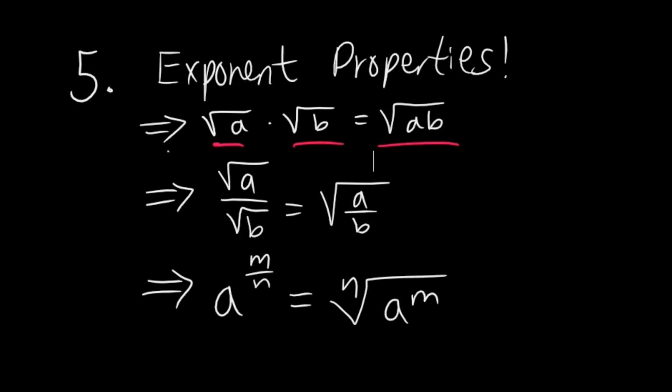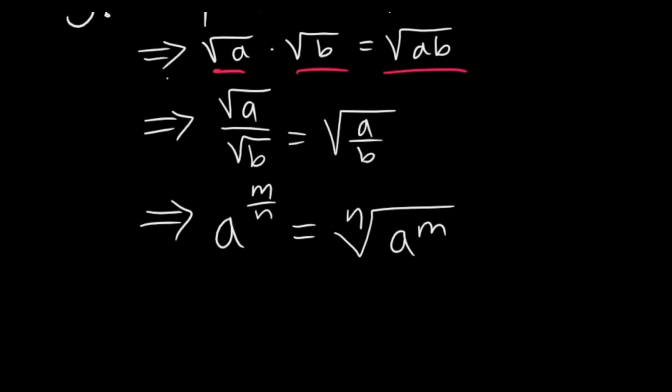And the final thing is when you have something raised to a power, when it's a fraction, the number on top, so the numerator, is going to be what is squared in the square root form, and then the denominator, the value at the bottom, is what goes on the outside.